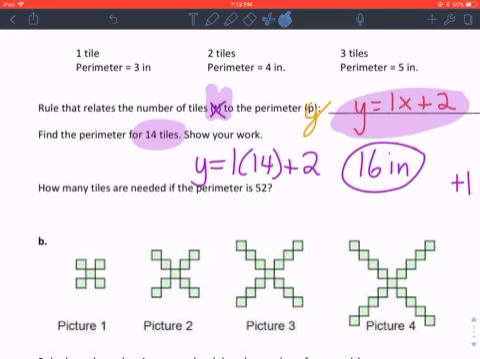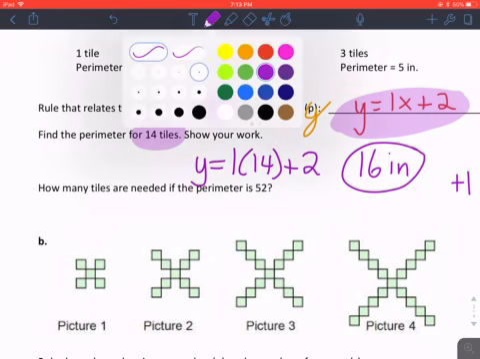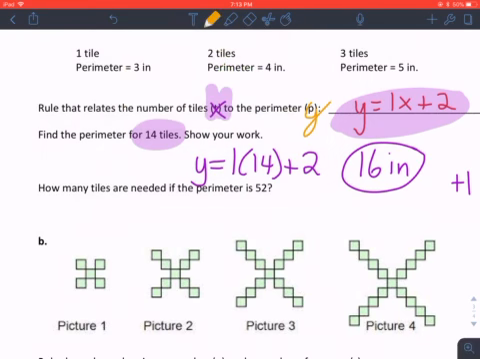Okay, and then the last one, how many tiles are needed if the perimeter is 52? Notice I labeled my perimeter as y. So I'm actually going to substitute 52 into y. Okay, so I have 52 equals 1x plus 2.